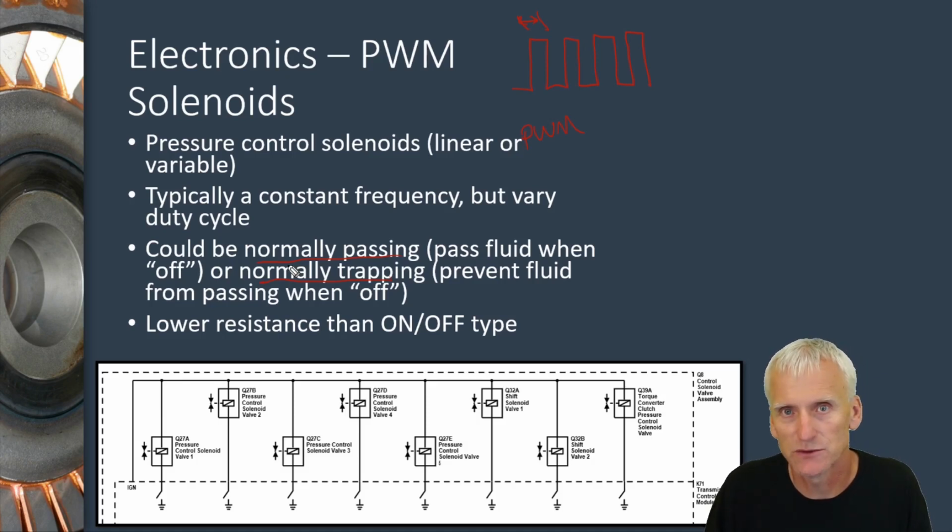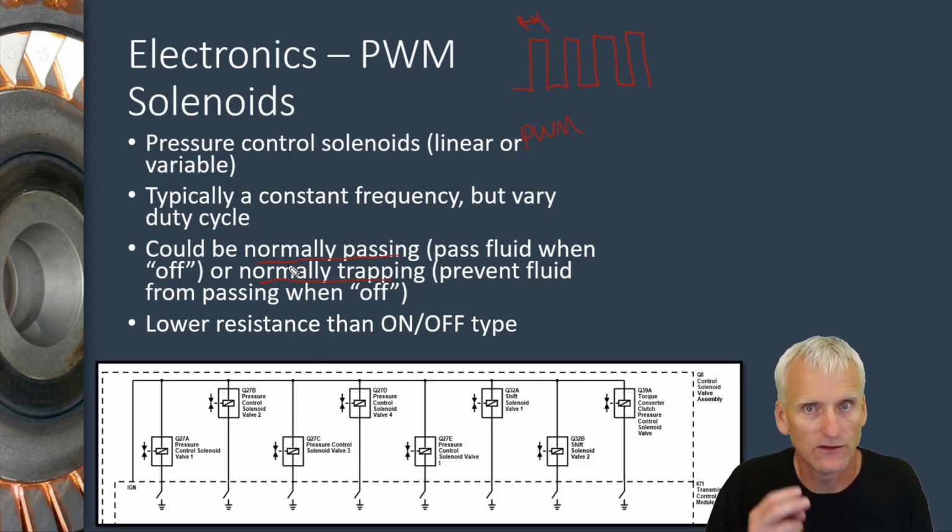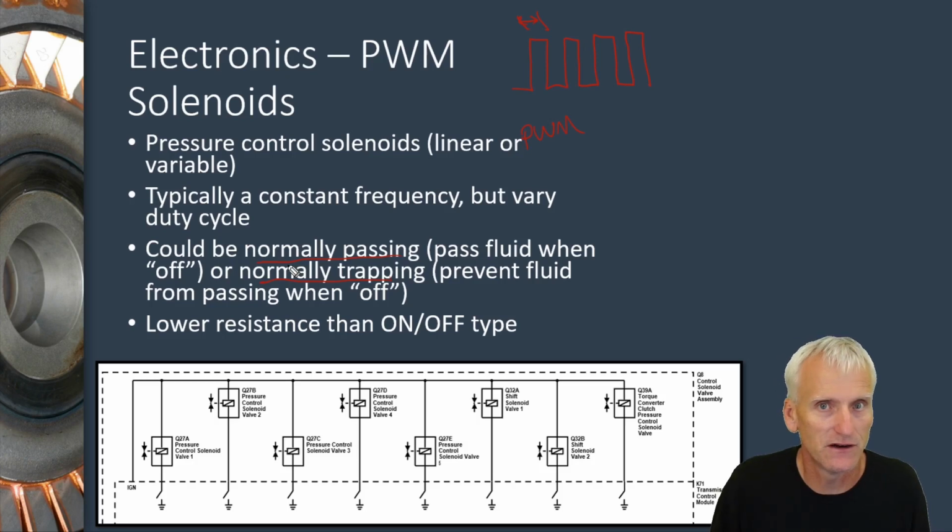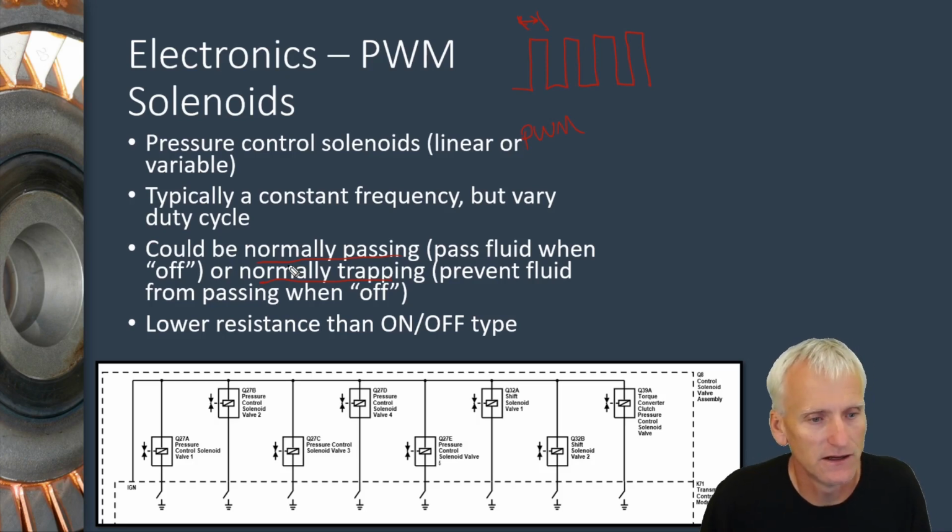The first transmission we go through is the 41TE. They've got 2 solenoids that are normally passing and 2 solenoids that are normally trapping. The reason they do that is if the transmission ever fails and loses power, we know we've got 2 clutches that are on and 2 clutches that aren't, and that's going to give us second gear in the transmission. So they do it on purpose for a reason.